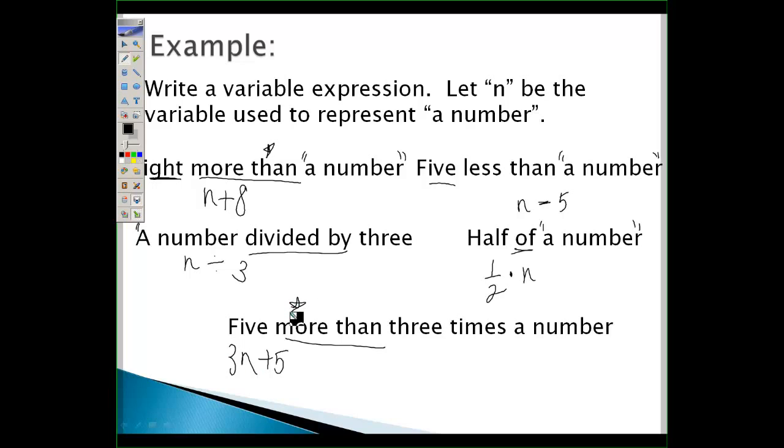Now, this guy and this guy are tricky because you have to write them backwards. Whenever you see a more than or a less than, you need to think in the opposite direction. 5 less than a number would be represented by n minus 5. Okay? And so on. So just keep that in mind. Whenever you see a more than or less than, you need to kind of think of it the other way.